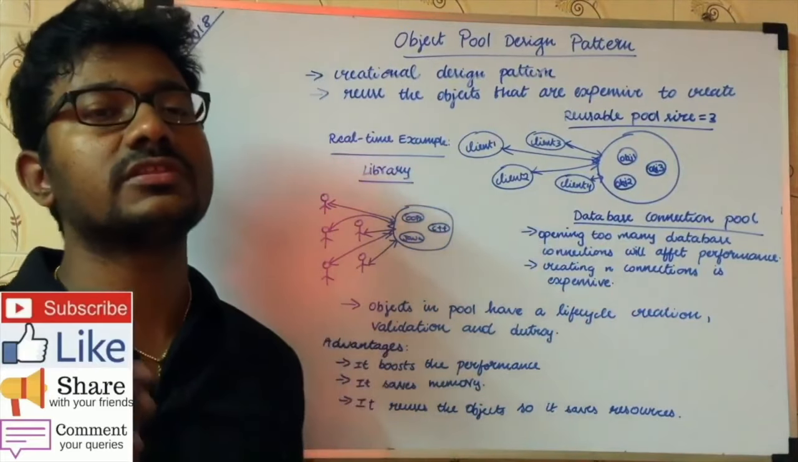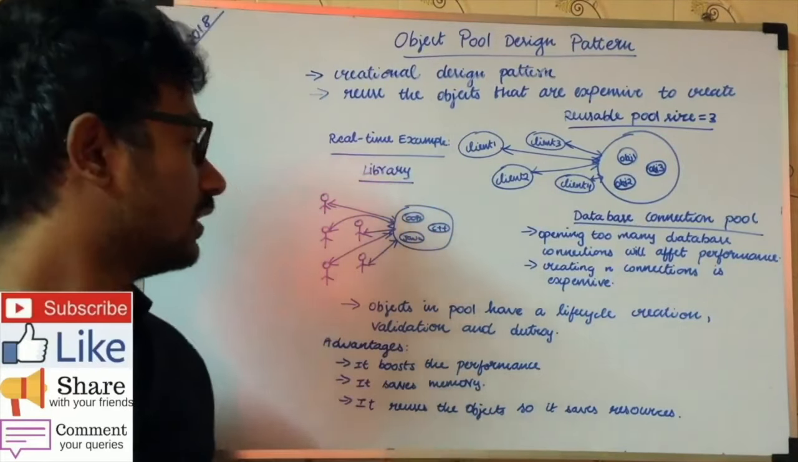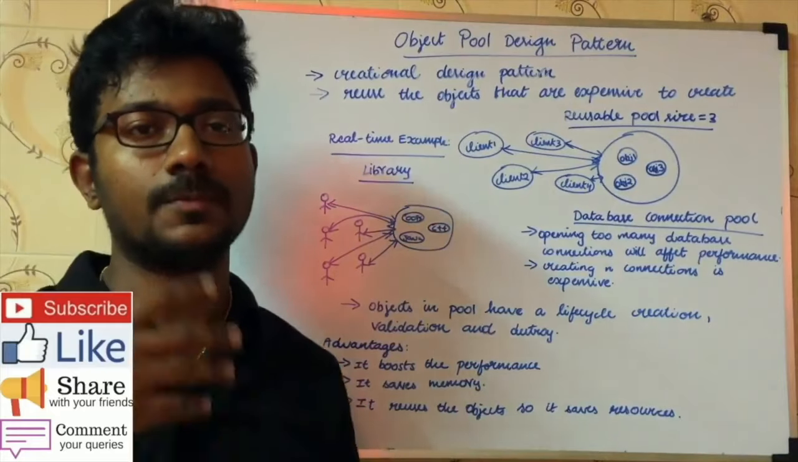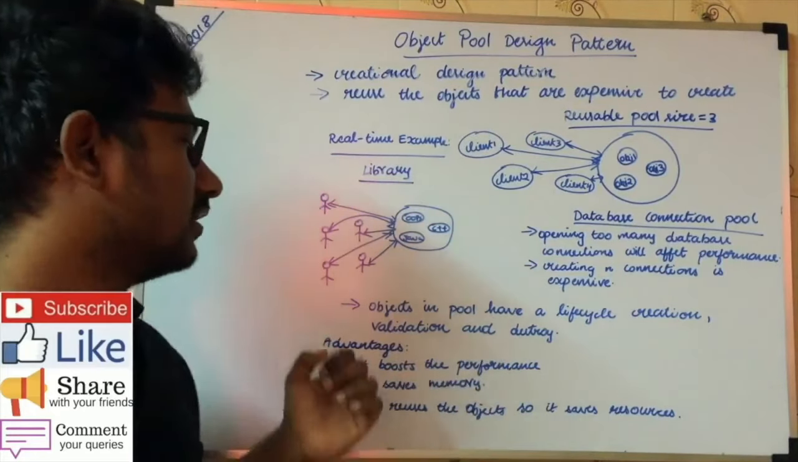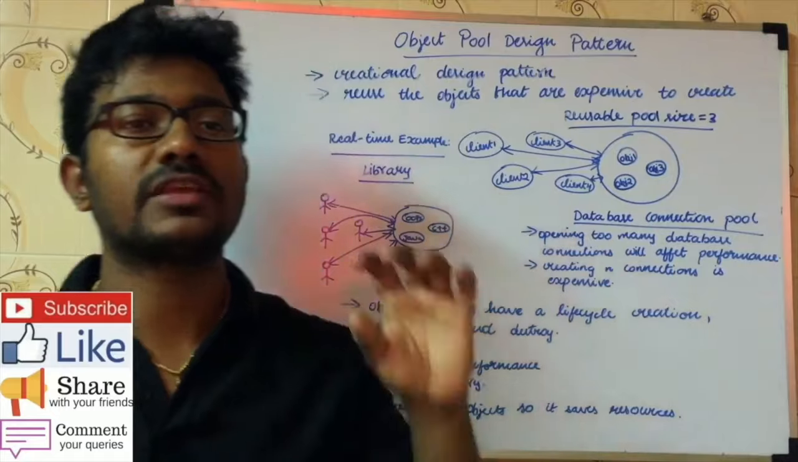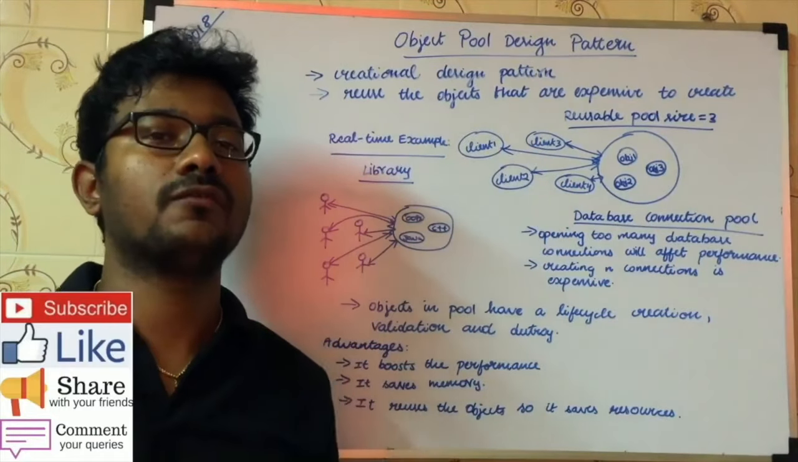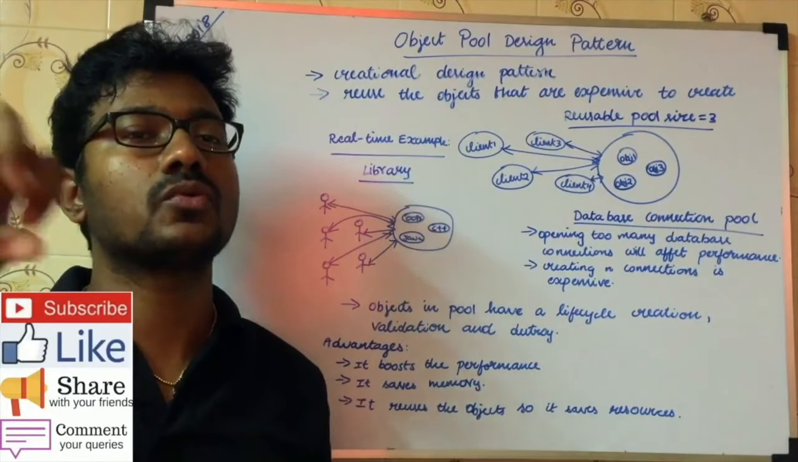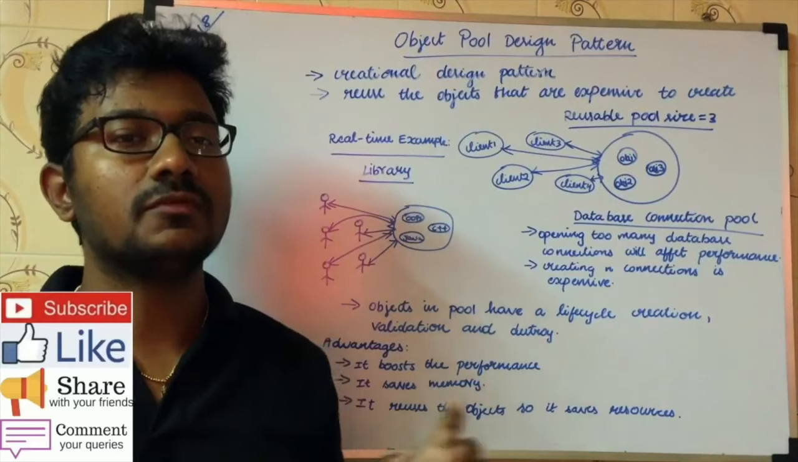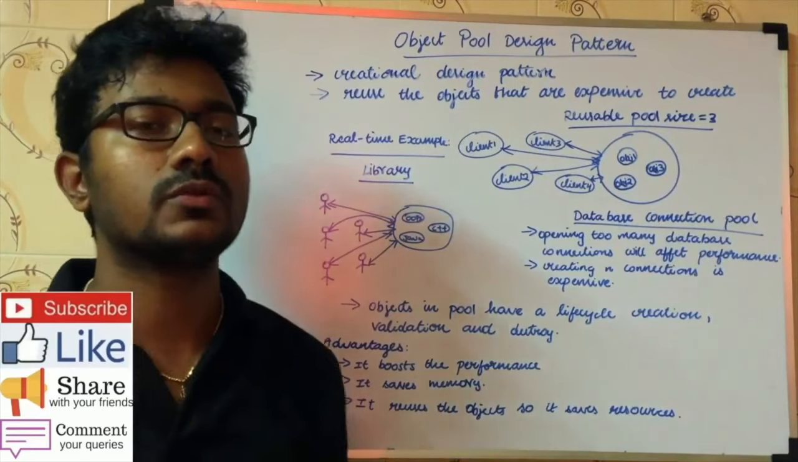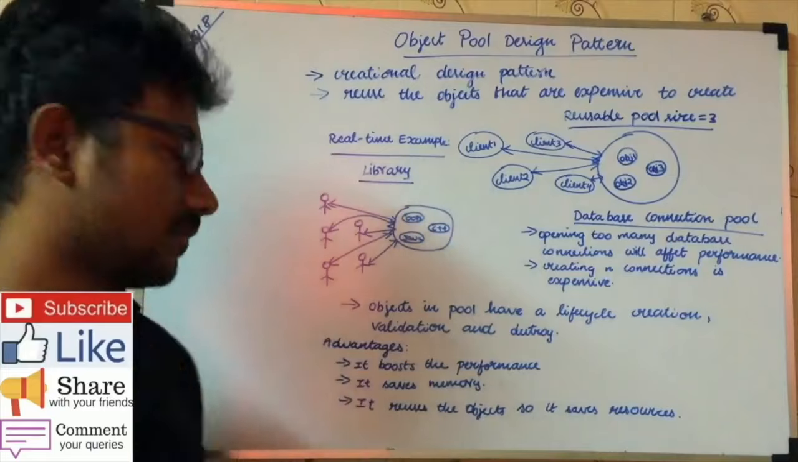Since we are reusing these objects, we are trying to improve the performance, so it will boost the performance automatically. And then it saves the memory. For example, if n number of clients are using n number of objects, then n number of objects would occupy some memory. Since we are reusing the objects, it would implicitly save some memory.